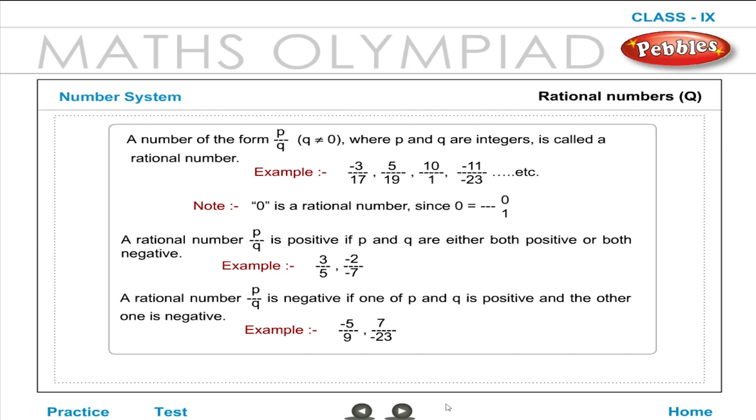A rational number p by q is positive if p and q are either both positive or both negative. Example: 3 by 5, -2 by -7. A rational number p by q is negative if one of p and q is positive and the other one is negative. Example: -5 by 9, 7 by -23.